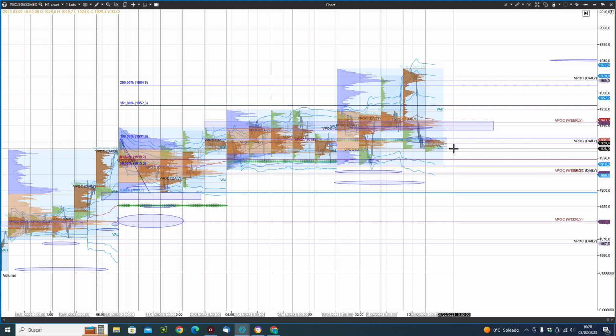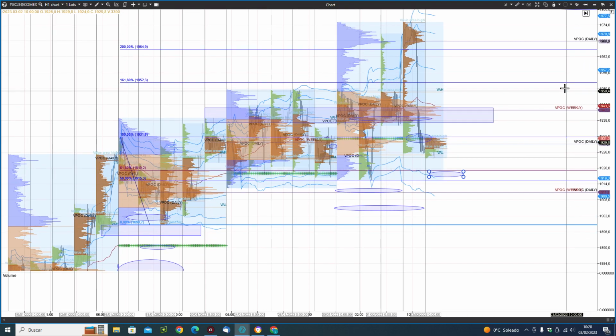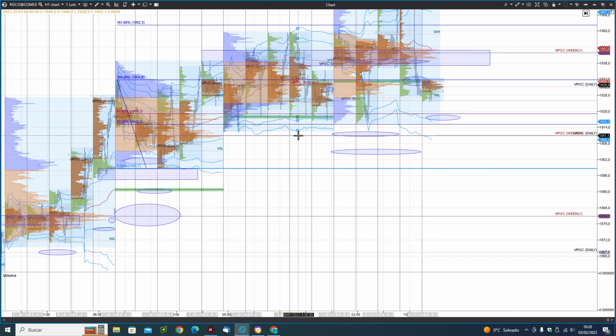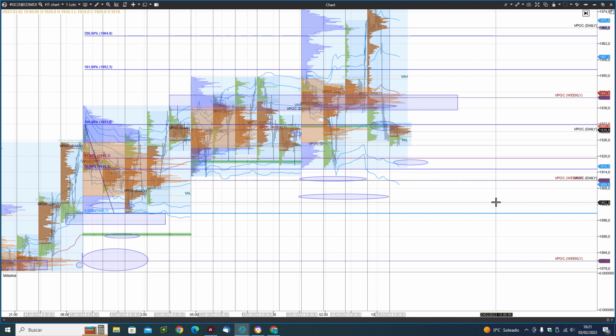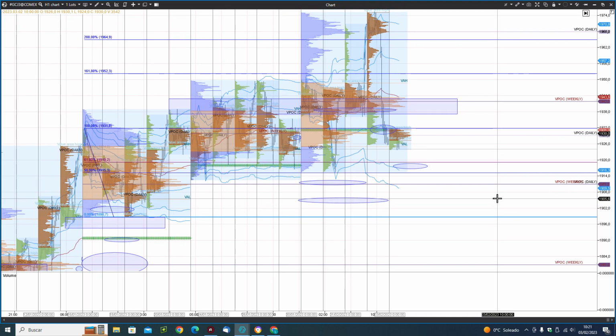What about lower targets? The main point will be this final of VWAP. You can see the price touched 1, 2, 3, 4, 5, 6, 7 times. It's a very, very hard support. If it can break it, there is a next barrier exactly here at a daily and weekly naked VPOC at 1911. Okay, well, that's all.